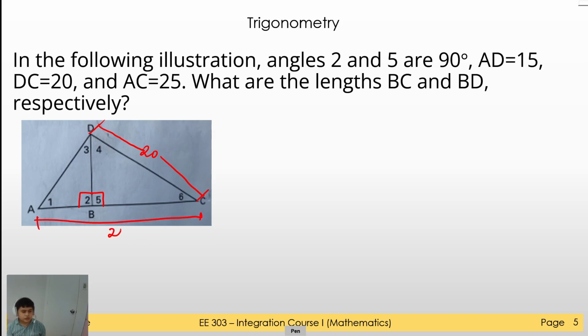So I'll just write down 25. What we're trying to find is the length BC, so this one, and BD, so this length here. So what can we say about this triangle?